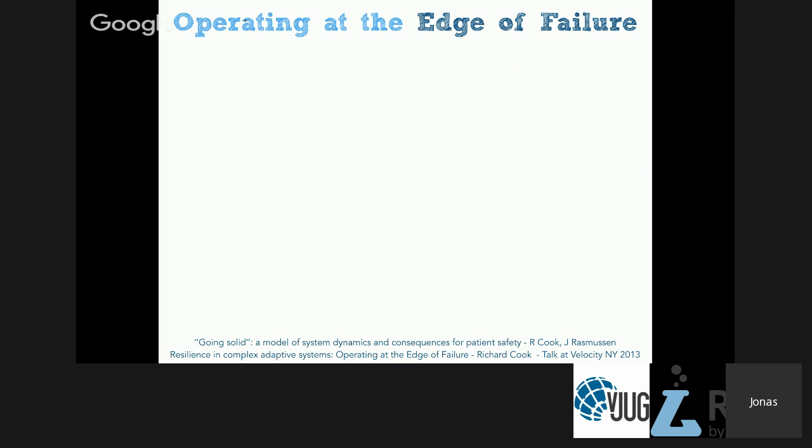And I learned this model that I'm just going to introduce you to from Richard Cook. It was a paper he wrote, and also a great talk he gave that you can find yourself on YouTube, called "Operating at the Edge of Failure." Richard Cook is an MD, a doctor who's been doing research in the field of resilience in medical systems for 20 years or more. And his colleague Rasmussen defined this model in '97 as a way of understanding failure and why it's happening, right?